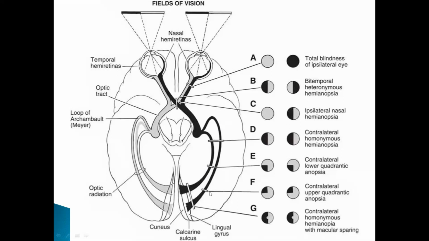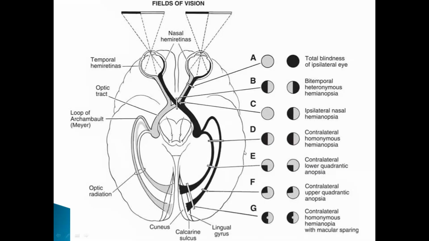So if you have a lesion which affects only the inferior fibers, you get a superior field loss. If you get a problem with the superior fibers, you get an inferior field loss. So we call those contralateral lower quadrantic hemianopia or upper quadrantic hemianopia. Then in the occipital cortex, usually if you get a problem with the visual cortex, again, you will expect something like this, a homonymous hemianopia.